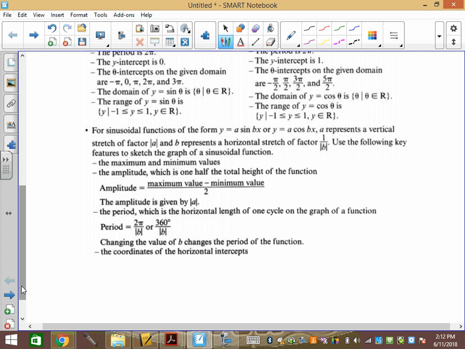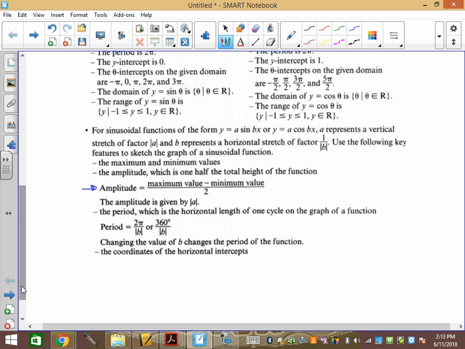Use the following key features to sketch the graph of a sinusoidal function. You need the max and the min. You need the amplitude, which is 1/2 the total height of the function, or you can use this formula. Some people get the formula mixed up with the D formula, though. Your amplitude is literally if you count from the minimum to the maximum and divide by 2. Amplitude is always what?